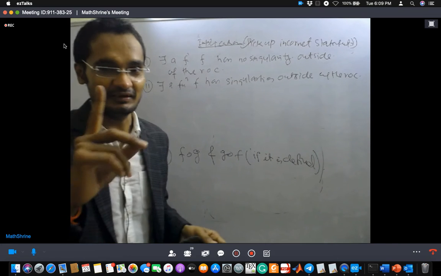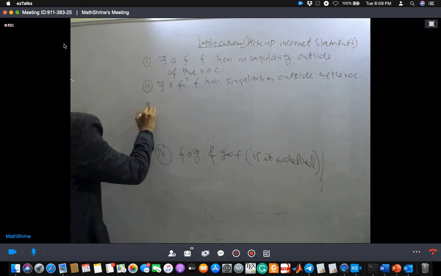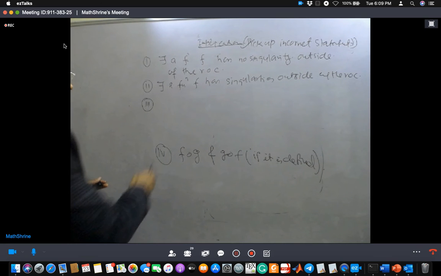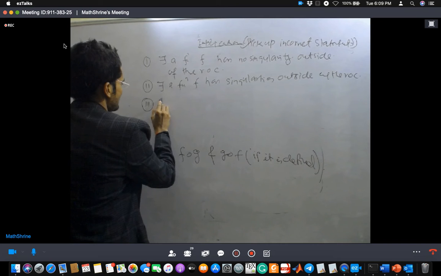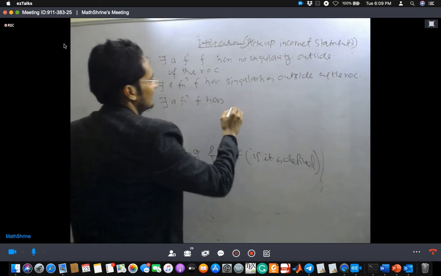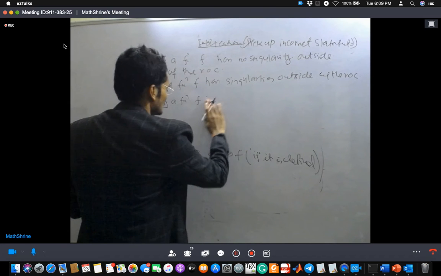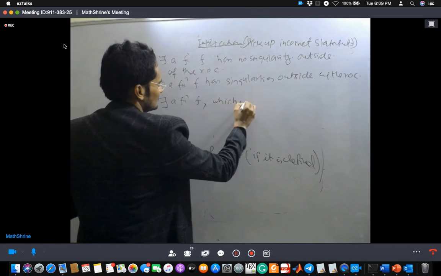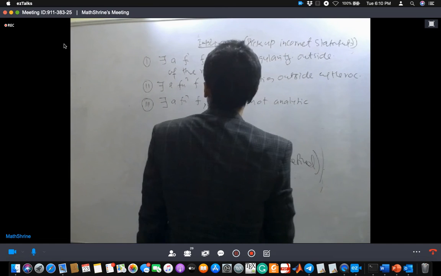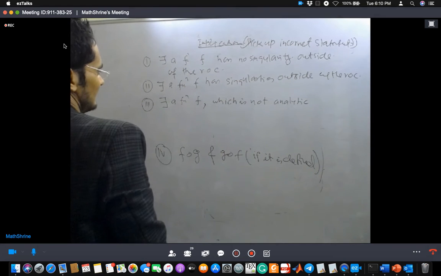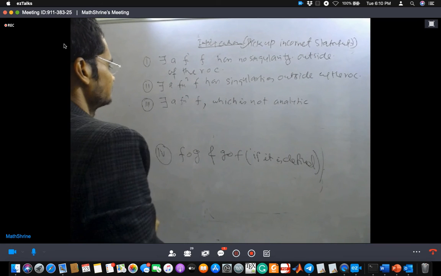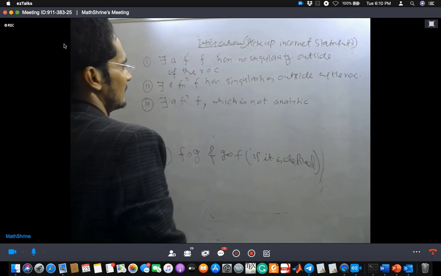The third one. Okay, let's see. There exists a function f which is not analytic within the radius of convergence.